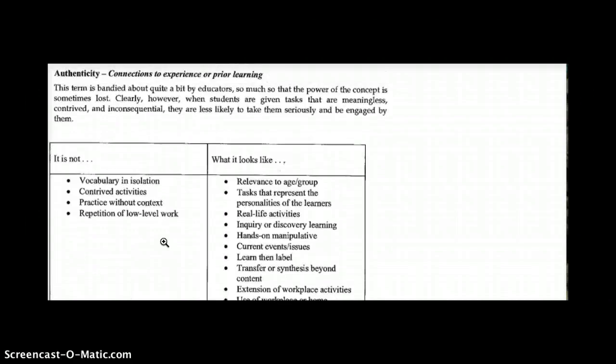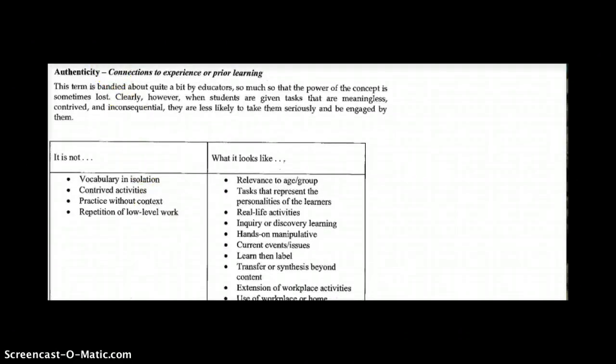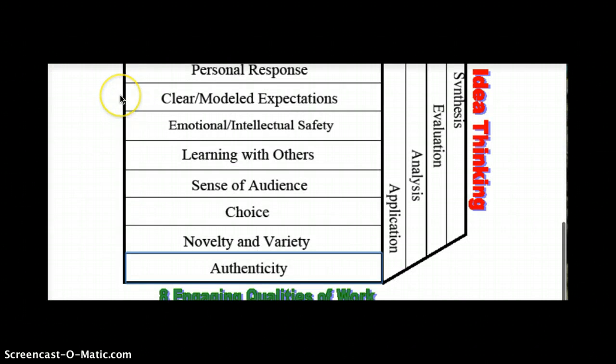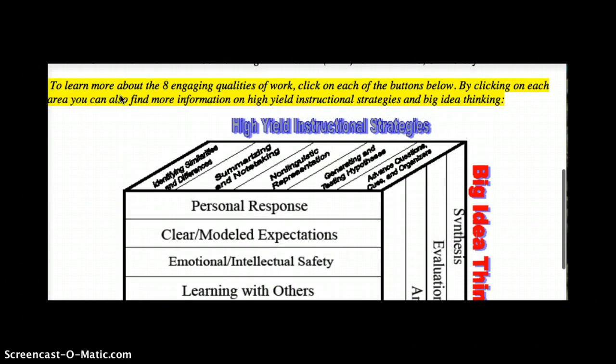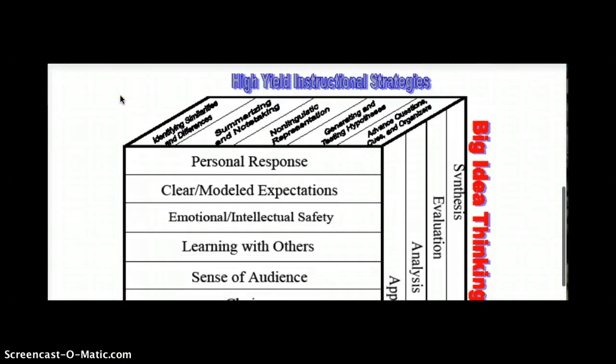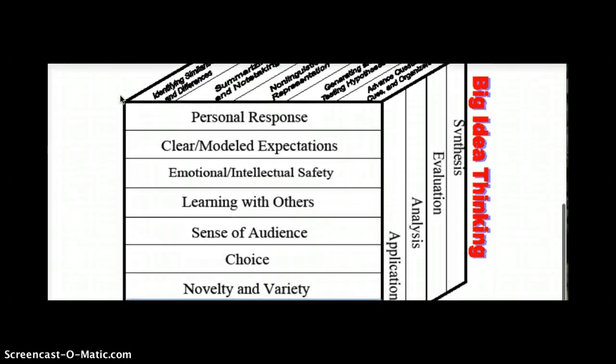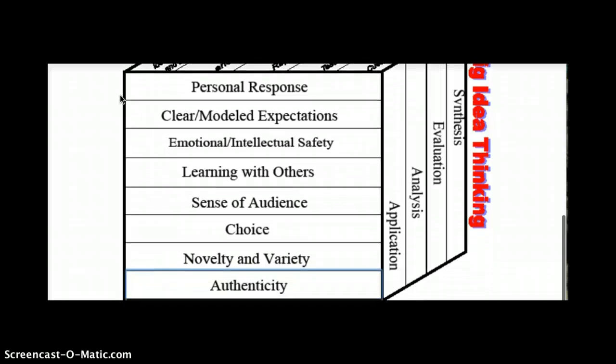So there you have it. The 8 qualities of engaging work for students. Just remember, think high-yield instructional strategies, the top 9, and think high-level thinking skills, critical thinking skills of Bloom's taxonomy as part of your objectives. If you do that, you're going to have engaged learners, guaranteed.